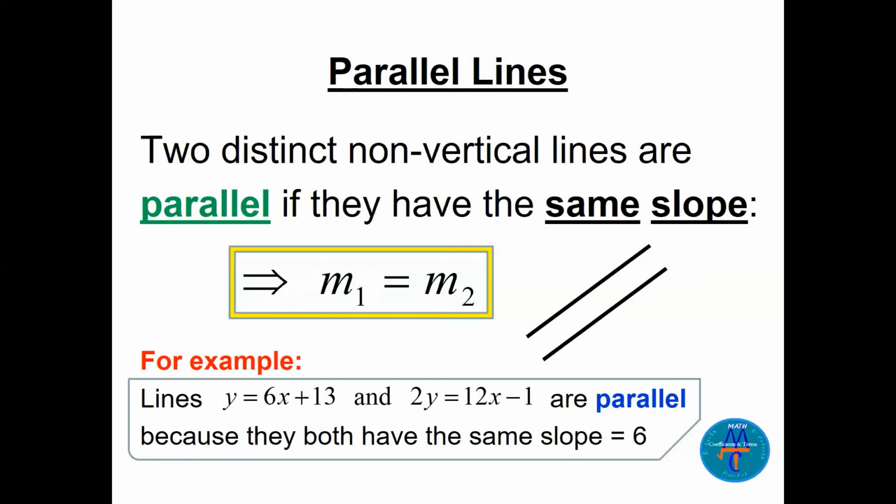Now, let's check here. Are these lines parallel? y equals 6x plus 13, check maybe. 2y is equal to 12x minus 1. Is that parallel here? This one is ready. Why is it ready? It's already solved for y. Second one, you have to solve for y. Don't look at 12. Solve for y, that means divide by 2. Yes, they are parallel because these slopes are 6, each one.